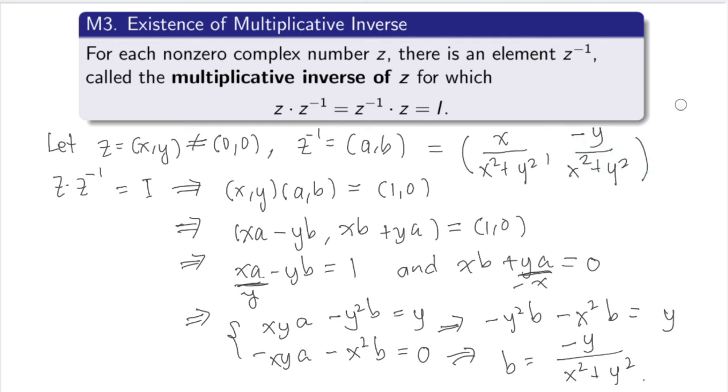So for a non-zero complex number C, represented by the components x, y, the inverse of C, or the multiplicative inverse to be exact, is the number with real part x over x squared plus y squared, and imaginary part negative y over x squared plus y squared.